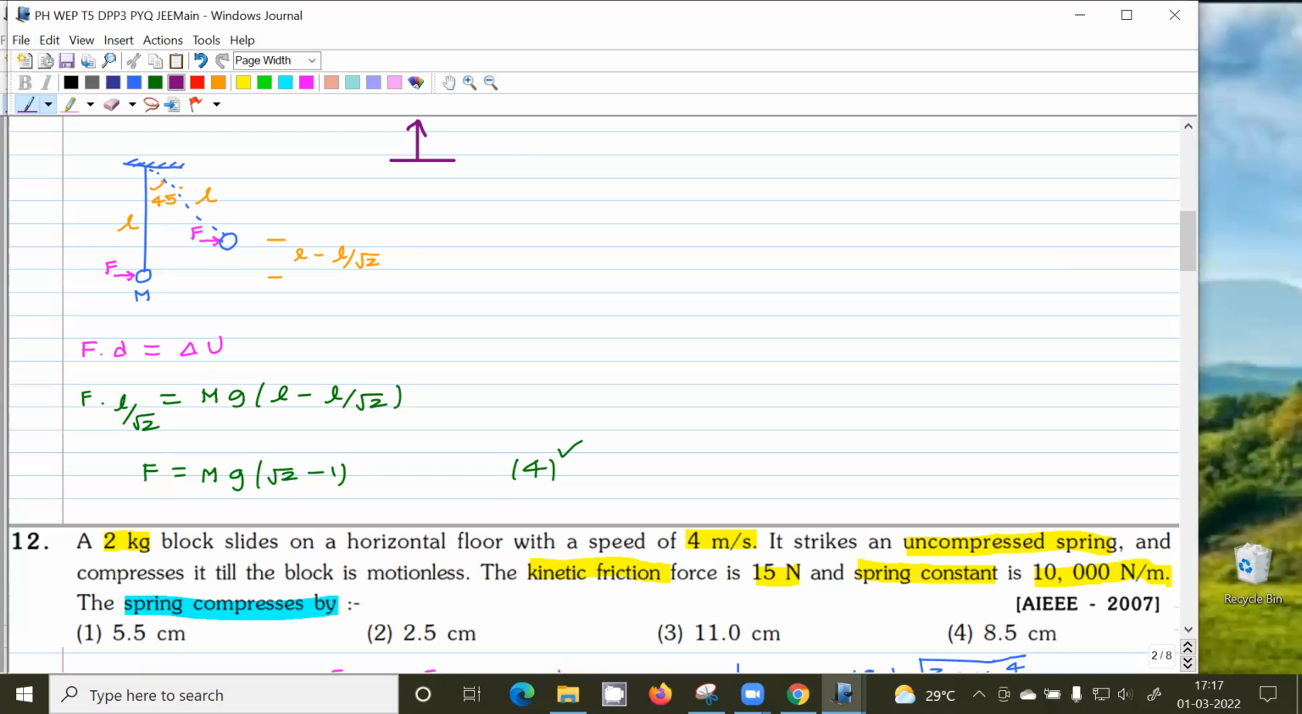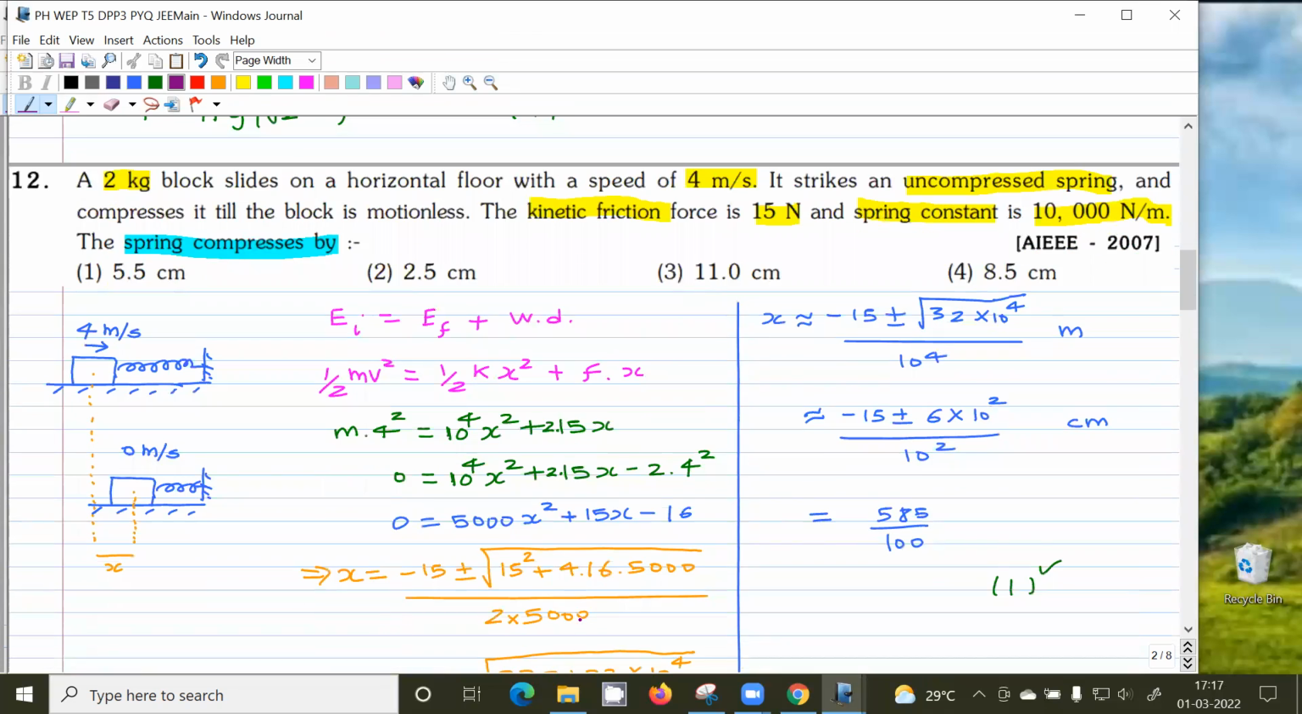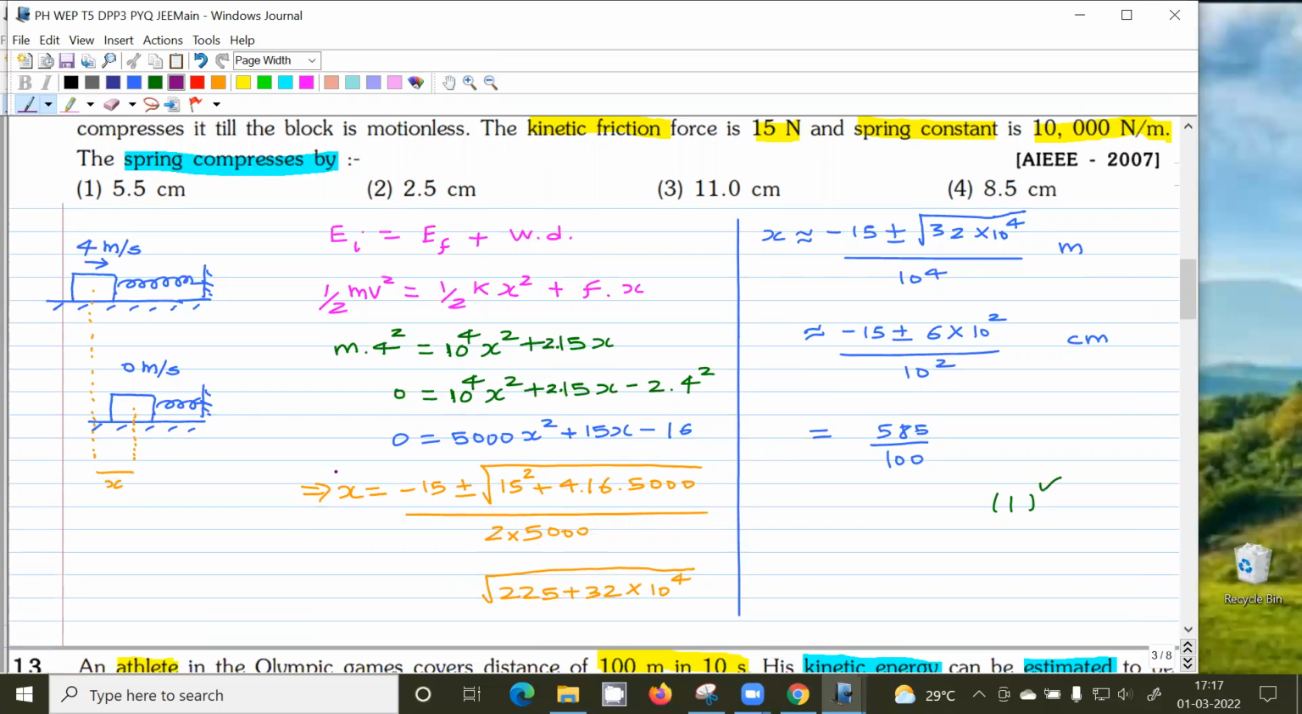Should I give the solution? So 5000 x square plus 15x minus 16 equal to 0. And how to solve it further? Yeah, 5000 x square plus 15x minus 16 equal to 0. You got this equation? Yes. After that, you can do it. It's trivial only. You have to do it carefully.